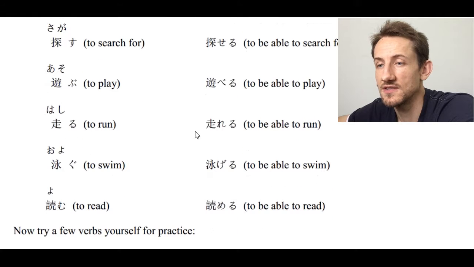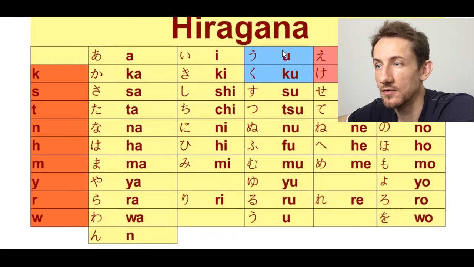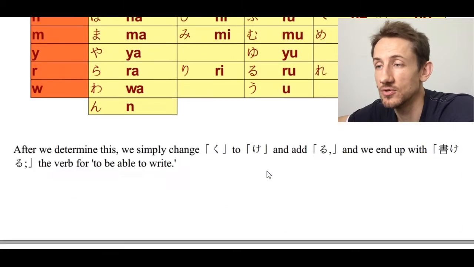It's very easy. If we have, the last one, yomu, the last character is mu. We go up here, and we have the u column, we have mu. The e equivalent would be me. So mu becomes me, and we add ru, and yomu becomes yomeru, to be able to read.